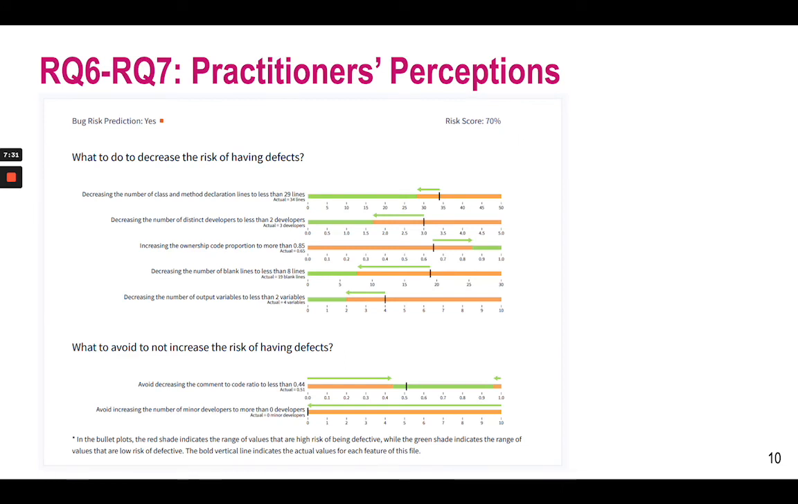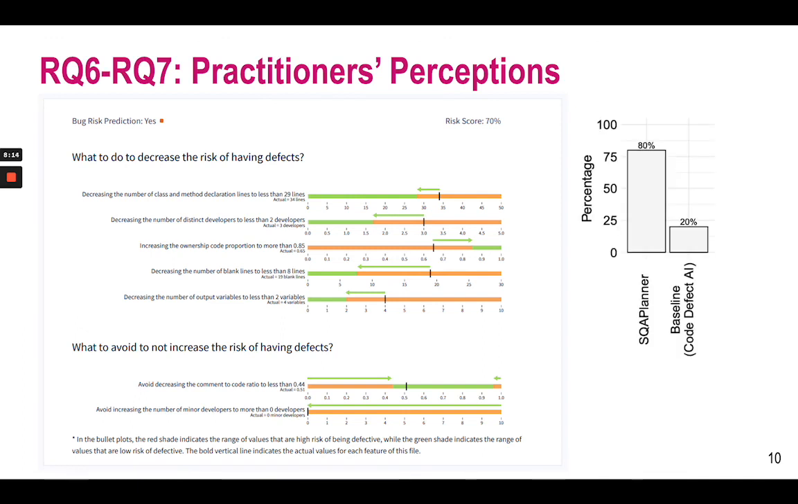Since rules are very complex and hard to comprehend, we translate the rule explanations into a nice visualization, and we ask practitioners to see if they are more actionable or not. Like in this case, instead of explaining just why a file is predicted as defective, we actually provide actionable guidance on what to do to decrease the risk of having defects. Like the first one, we can suggest decreasing the number of class and method declaration lines to less than 20 lines instead of the actual 34 lines. So again, we ran a survey with practitioners and found that 80% of the respondents agree that this visualization is much better for providing actionable guidance when compared to the Microsoft Code Defect AI.